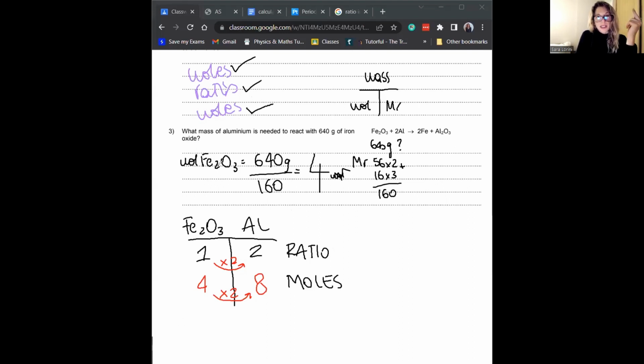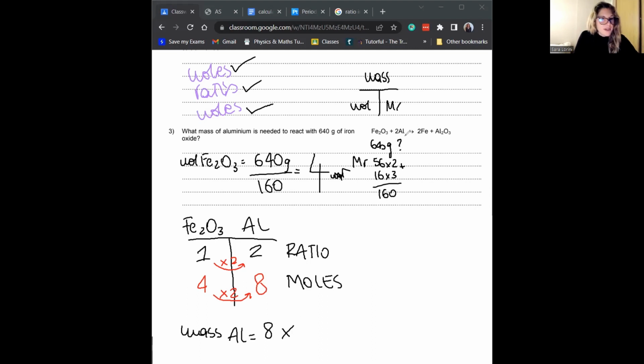So now we need to go back to the question and think, okay, what do we actually need to find? What mass of aluminium? Great. Let's write that. That's what we need to find, the mass of aluminium, and we can go ahead with the calculation. We could rearrange the equation, and it's important to always have it there, visual, so that we can rearrange it easier. So the mass of aluminium is equal to the moles of it, 8, times the MR.